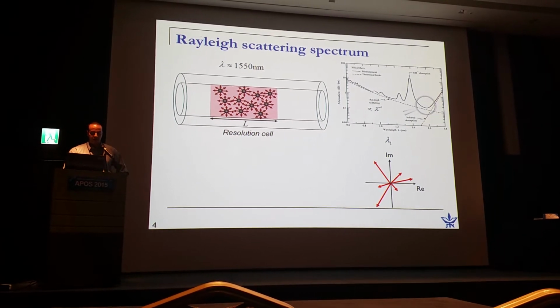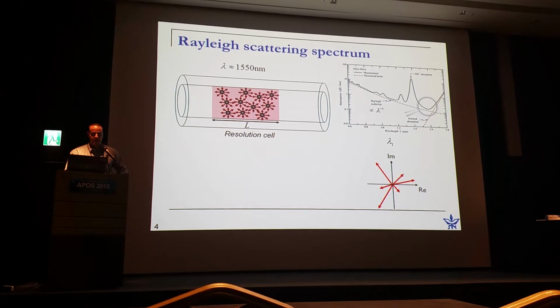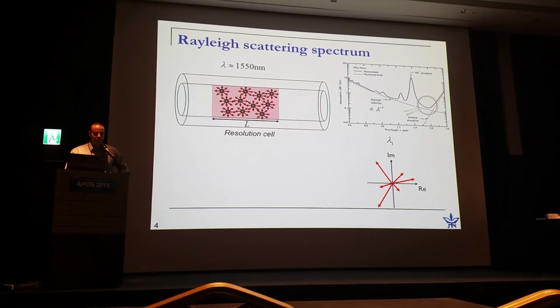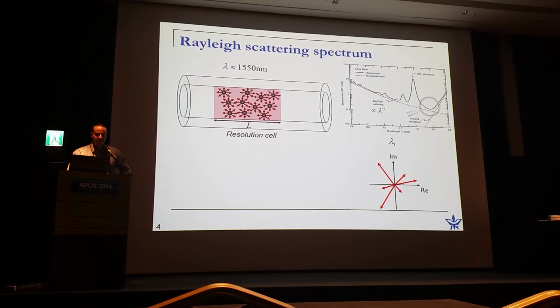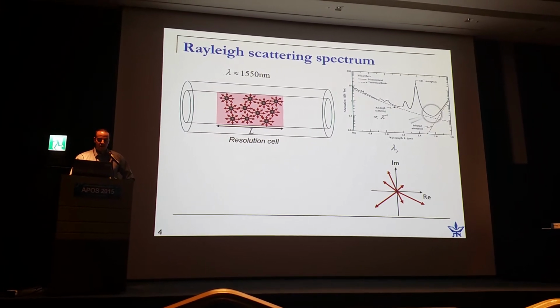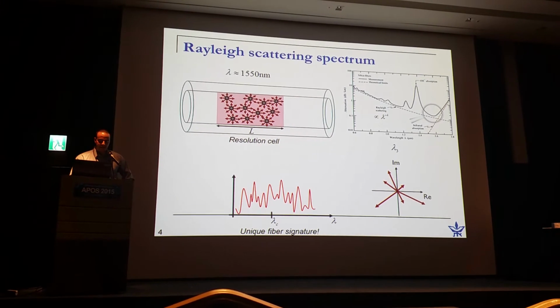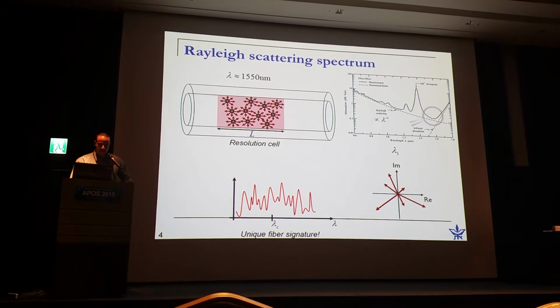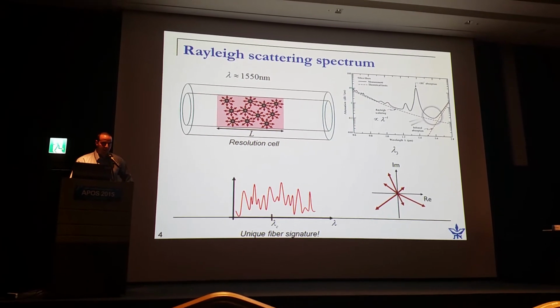For each frequency, the total amplitude will be the random phasor sum of all reflectors within this resolution cell. By this we can acquire this spectral signature, which is the fiber's unique signature, and it is information rich.